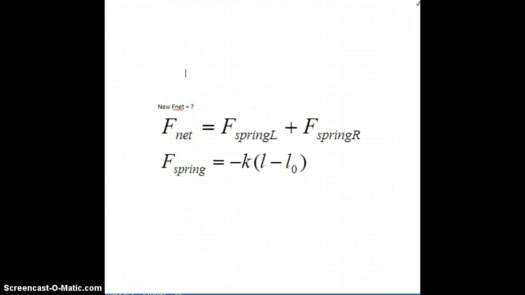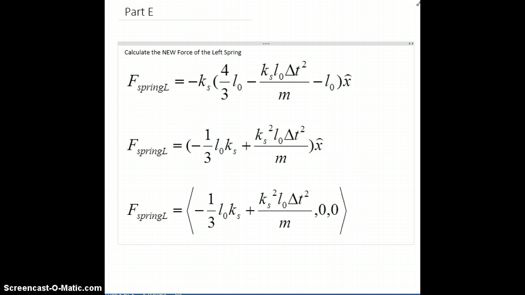In part E, we are asked to determine the new net force on the block. We know the net force is equal to the right spring force plus the left spring force. We use the same spring force equations, but this time plug in a newly calculated final position of the spring and replace the first part of this final position with the final position of each spring from the first time we calculated the net force.